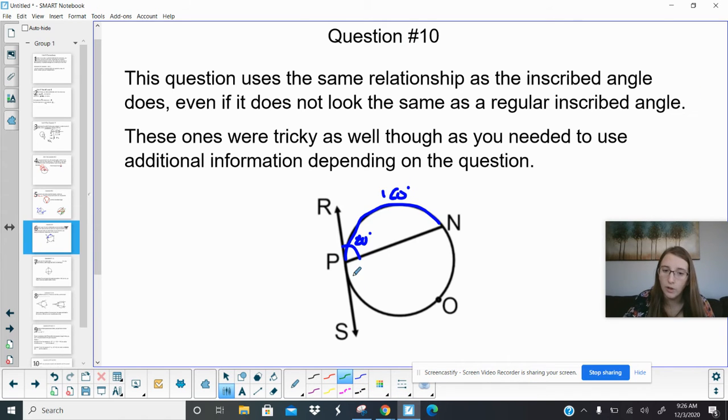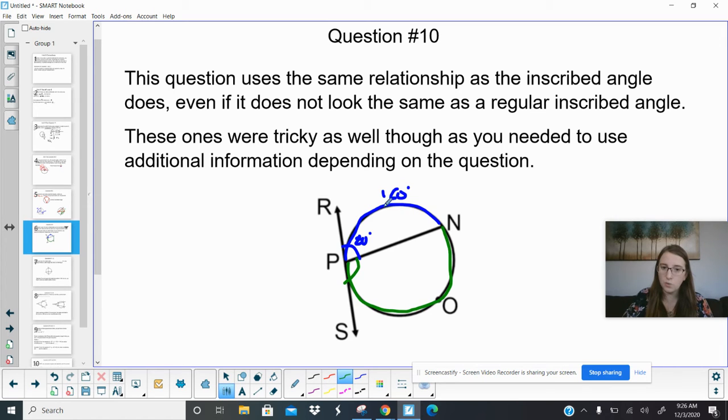However, it's possible the question was asking you for this arc or possibly this angle. These were tricky, so again, you might want to really ask me about this one. So if this angle was given to us, we could determine that this is 160, it's double. How could we figure out this green arc though?